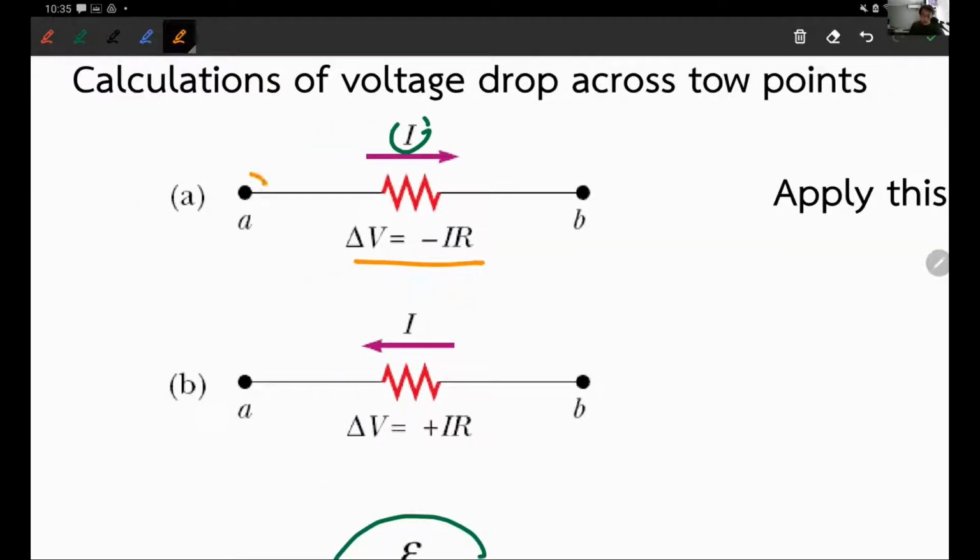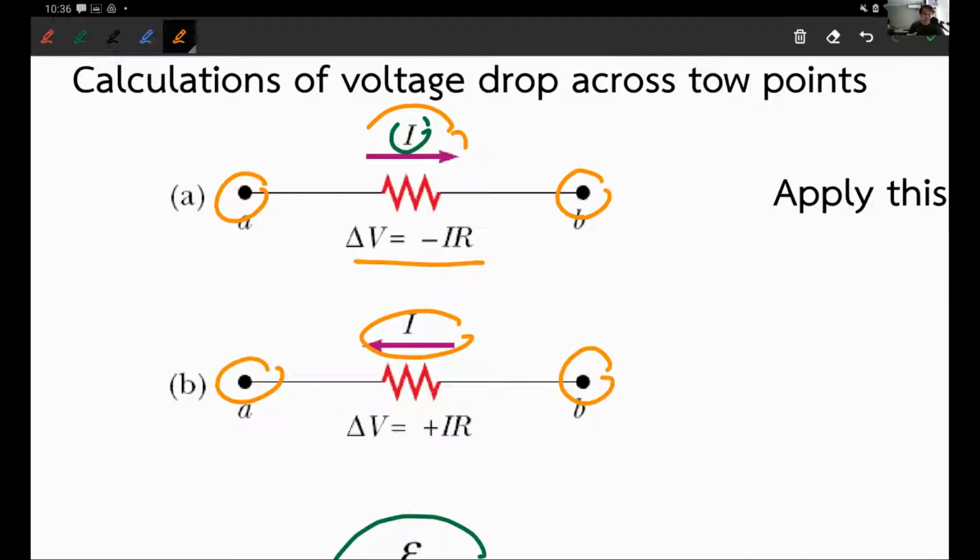You want to talk about A to B in the sense that the current flows from A to B, or you want to talk about A to B when the current actually flows against you. When I say against, I mean you're going from A to B in the same direction as the current, or you go from A to B against the direction of the flow. These two will give you opposite potential differences.